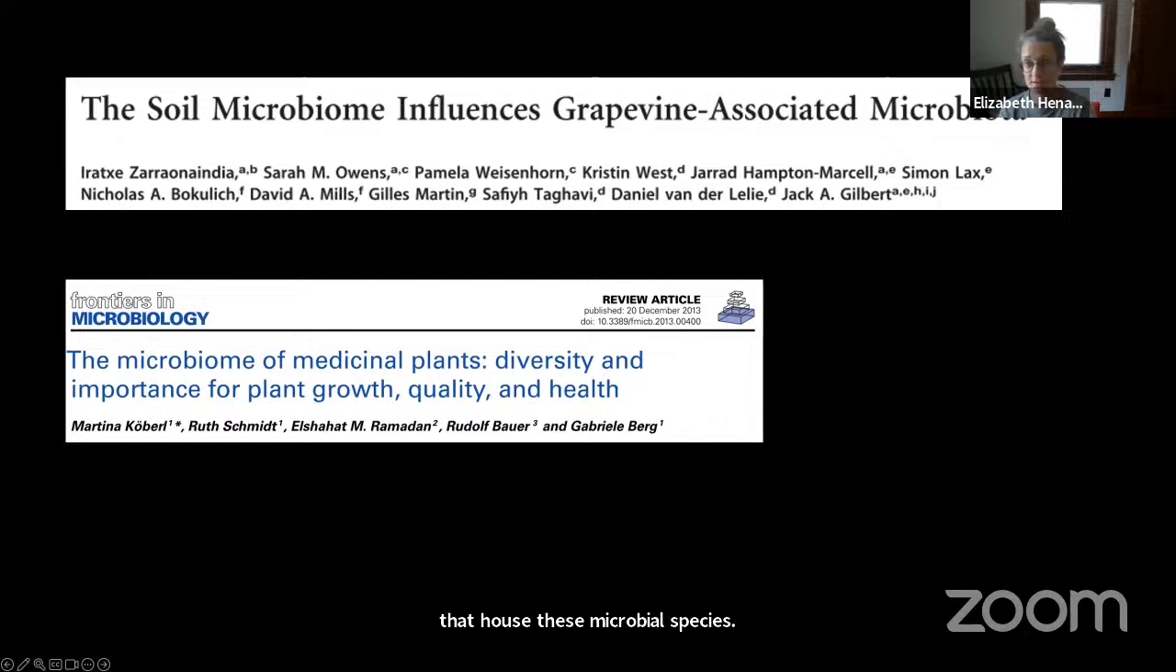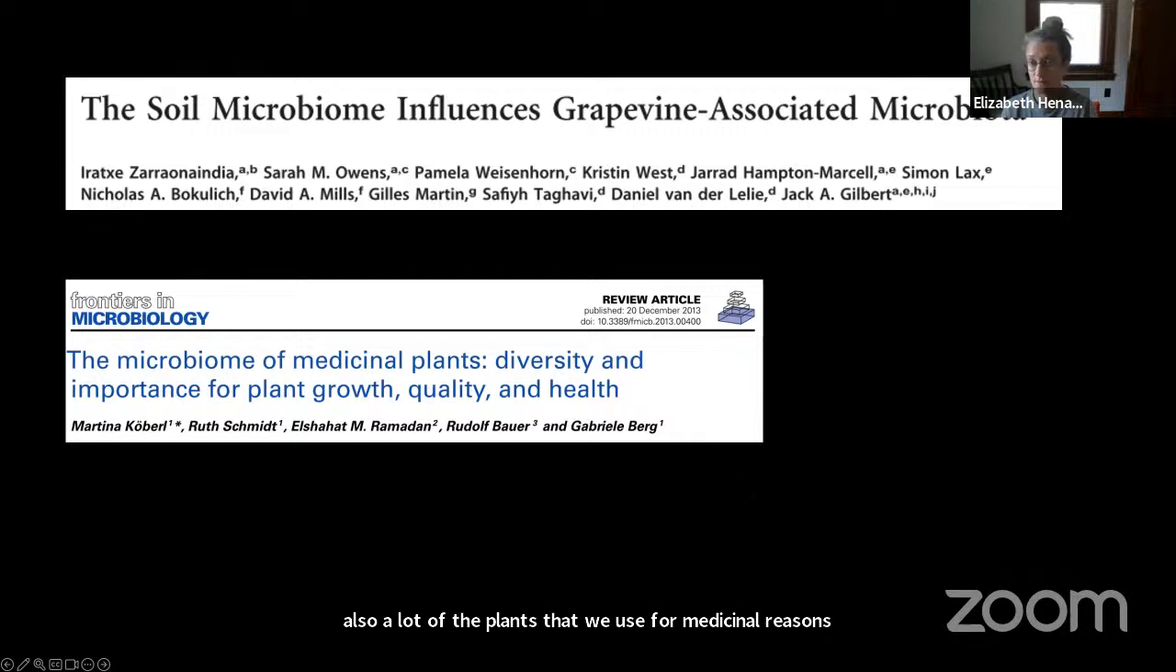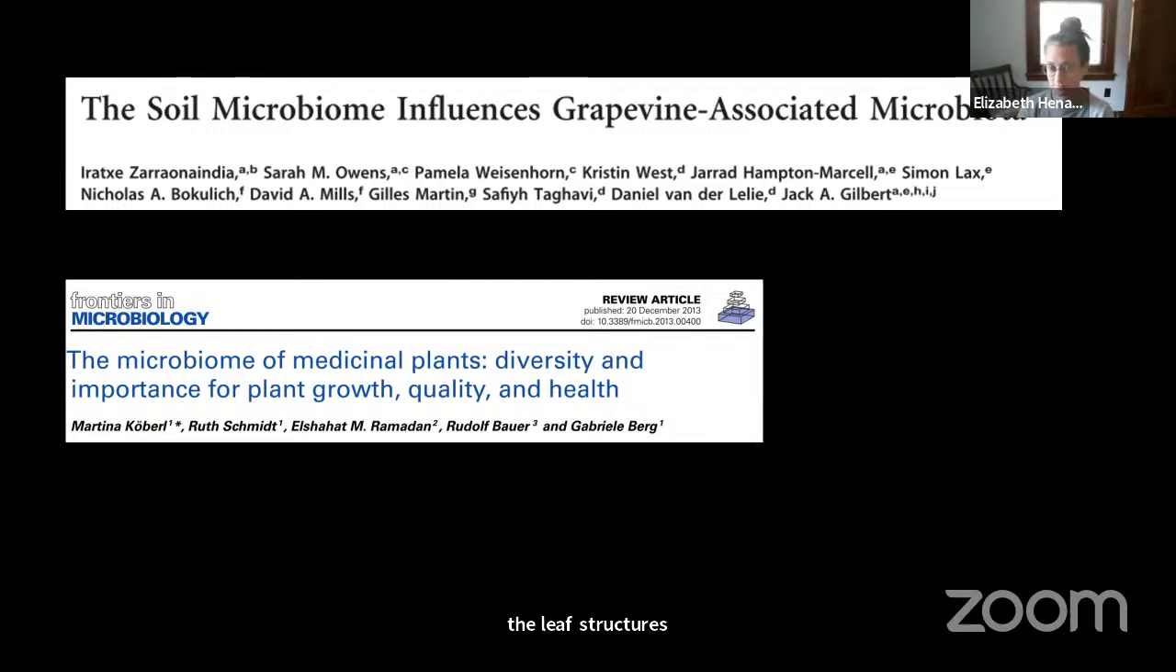Understanding microbes in the soil is important also for agricultural activities. So microbes in the soil are what are mainly responsible for the fermentation and flavor profile in naturally fermented wines. And also a lot of the plants that we use for medicinal reasons, those secondary metabolites that are the meaningful molecules for which we harvest those plants, in some cases those secondary metabolites are produced by the microbes that live in and on the leaf structures, not the plants themselves.